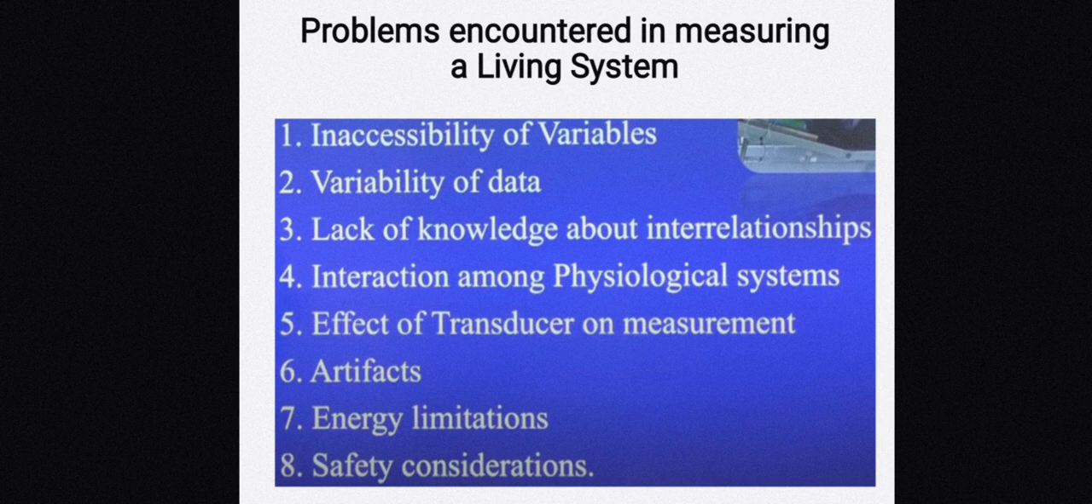So, in a similar way, there are various additional factors that add to the difficulty of obtaining reliable and meaningful measurement from a living black box. So, in this lecture, I will be discussing the problems that are encountered in measuring a living system. So the first is inaccessibility of variables to measurement.